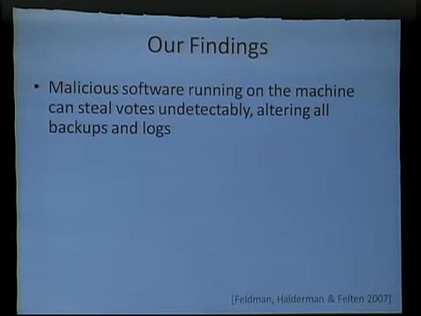But that's just a minor example of how thoroughly broken this was. So our actual major findings, first, were that malicious software running on the machine could steal votes undetectably, altering all copies, backups, and logs. There's no special memory protection hardware. There's nothing except Windows CE software that gets basically running as root on the system.